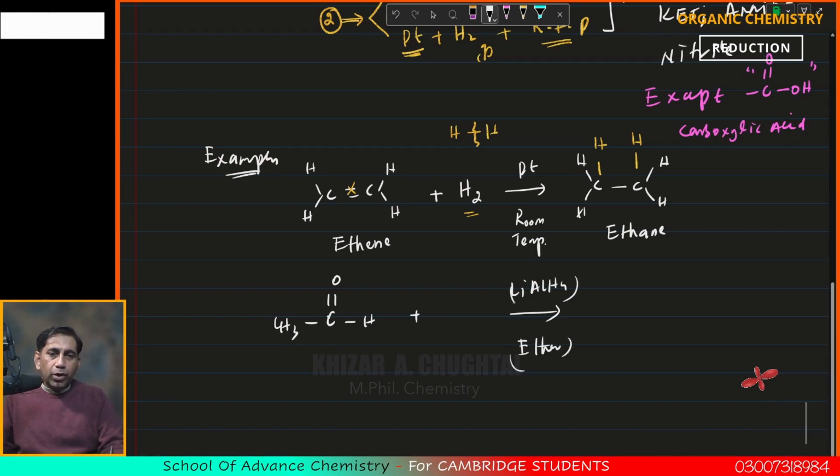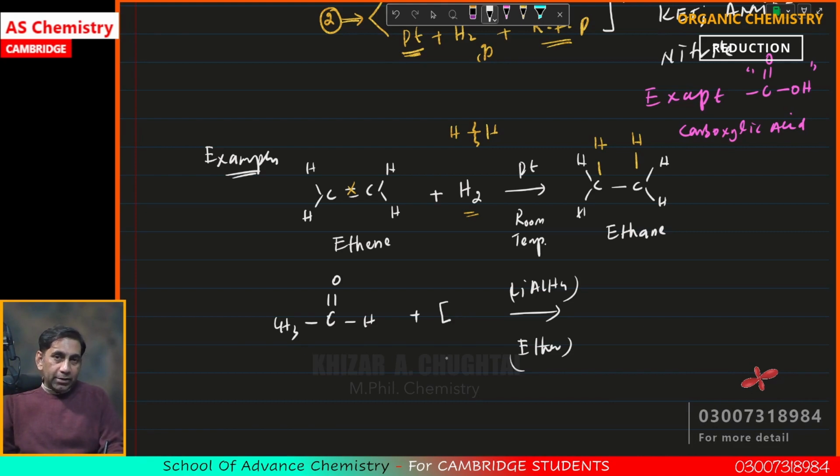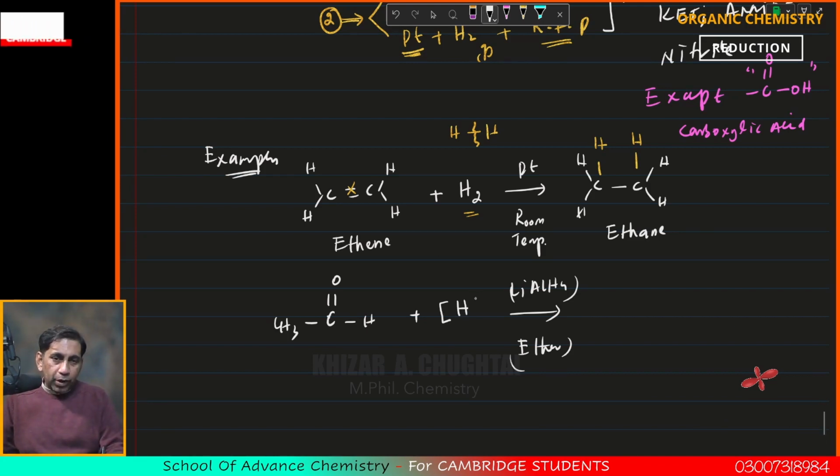Usually they are asking to write on the arrow, or they can ask in a separate question. And here we will mark bracket, not H2. I am not going to write H2. I am going to mark square bracket, third bracket, and I am going to write just H, not H2.